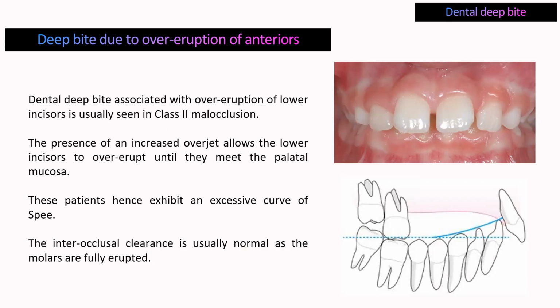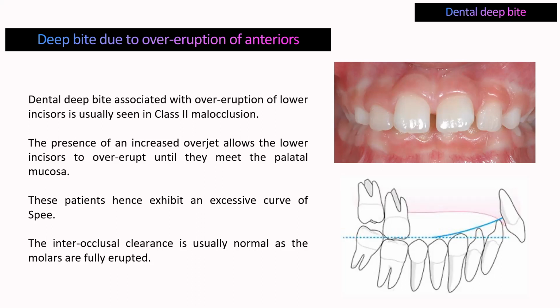But in class 2 condition, whether it can be dental class 2 or skeletal class 2, we'll take skeletal class 2 as an example. In skeletal class 2, you get a lot of overjet, like it can be more than 5 or 6 millimeters. In those cases, your lower incisors have no contact with your upper incisors. Your lower incisors are free to erupt.